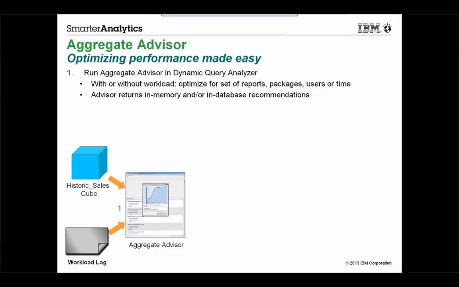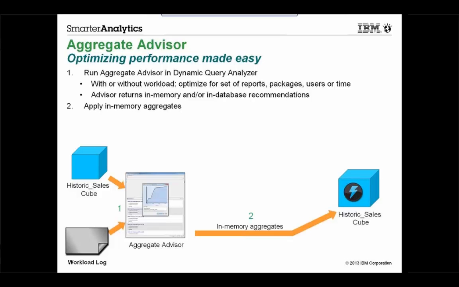So when you run the Aggregate Advisor, you have the ability to pick and choose which reports, packages, users, or busy times you want to optimize for your aggregates. And this flexibility really allows you to focus on improving performance for actual user queries that are run in the system. So let's say you asked the advisor to give you in-memory aggregates, and all you really need to do to make these in-memory aggregates live is save them to the content store. And so the next time you restart your cube, they will be loaded after loading the member cache. And this is really the easiest way to get aggregates to improve query performance.